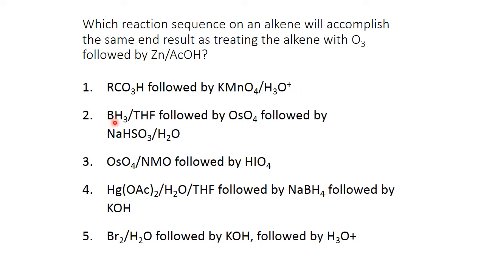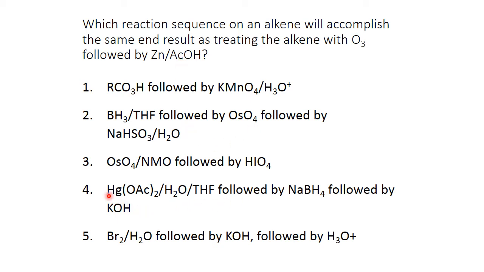Right here, borane followed by osmium oxide would do nothing. This would give you an alcohol. Osmium oxide is going to want to react with an alkene, and it's gone by the time you treat it with this, so we can toss that out. Osmium oxide will react with an alkene and give you a diol, and then the periodic acid will give you oxidative cleavage. So this and this up here, ozonolysis and zinc and acid, would give you the same result.